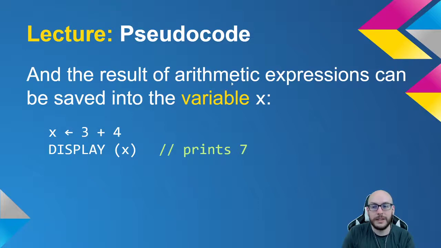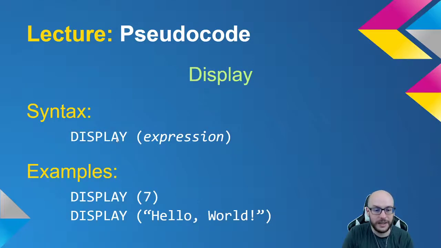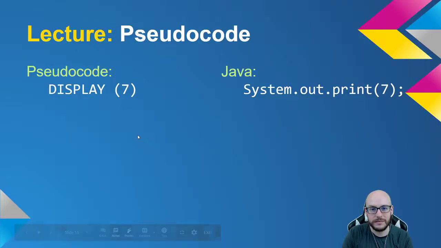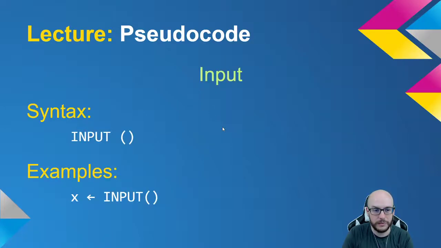The result of an arithmetic expression could be saved into the variable, just like in Java. Right here I have 3 plus 4. That's going to give me a value of 7. So ultimately I'm saving 7 into x. And then here we're going to print it. You should notice that we have display here. Display is how we effectively print. This is replacing our SOP. In Java, we would do System.out.print in order to print off a 7. Here, we can use display in pseudocode.